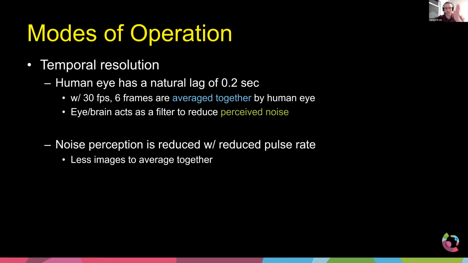So as you reduce it, going from 30 to 15 to 7.5 or whatever it is, as you get closer and closer to this magic 6 number, the amount of noise in the image increases.